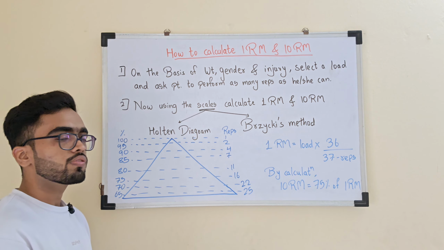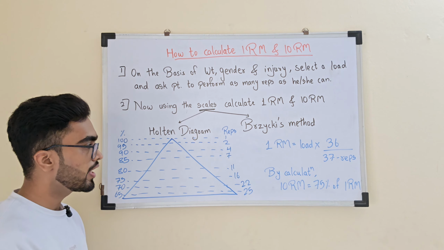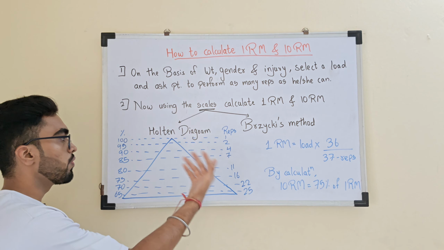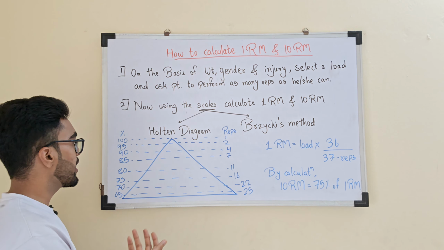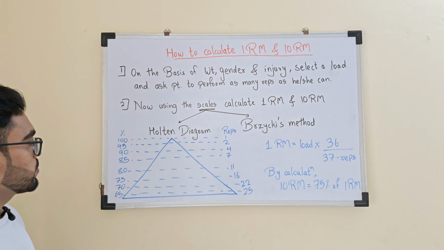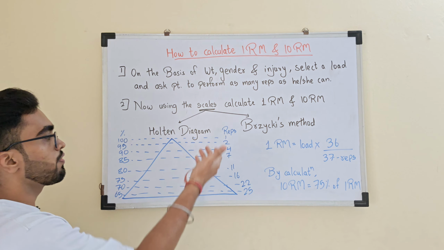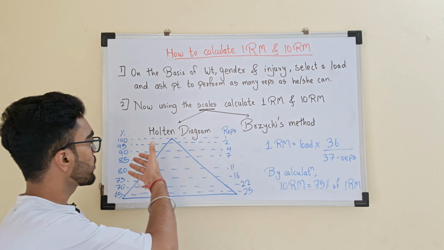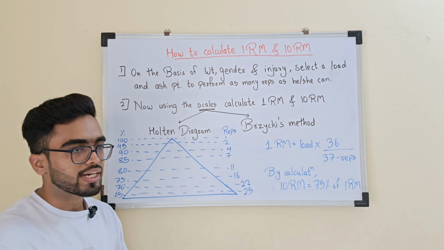So for 100% of the weight, the person can perform 1 rep, and similarly 95% is 2 reps, 90% is 4 reps, 85% is 7 reps, and so on. It continues. As the percentage decreases, the number of reps increases. Okay, so this is the Holten diagram, and you can convert the amount of reps directly.